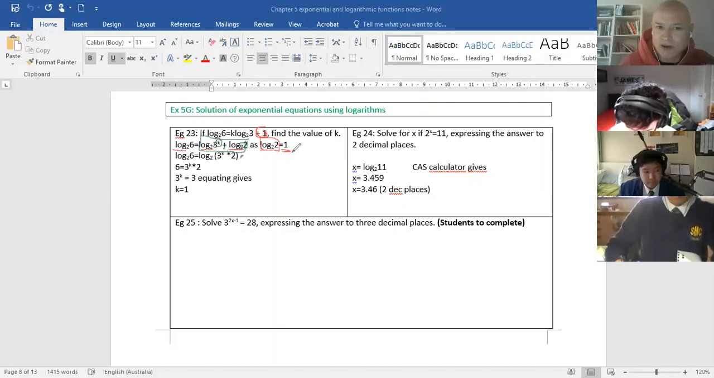Now I can get rid of the log 2's because they're log 2's on both sides, the left-hand side of the equal sign and the right-hand side of the equal sign. So we get 6 equals 3 to the power of k times 2. Divide by 2, so I'll get 3 to the power of k equals 3. And k here equals 1, because that's 3 to the power of 1. So just by equating gives me k equal to 1. Any questions there?